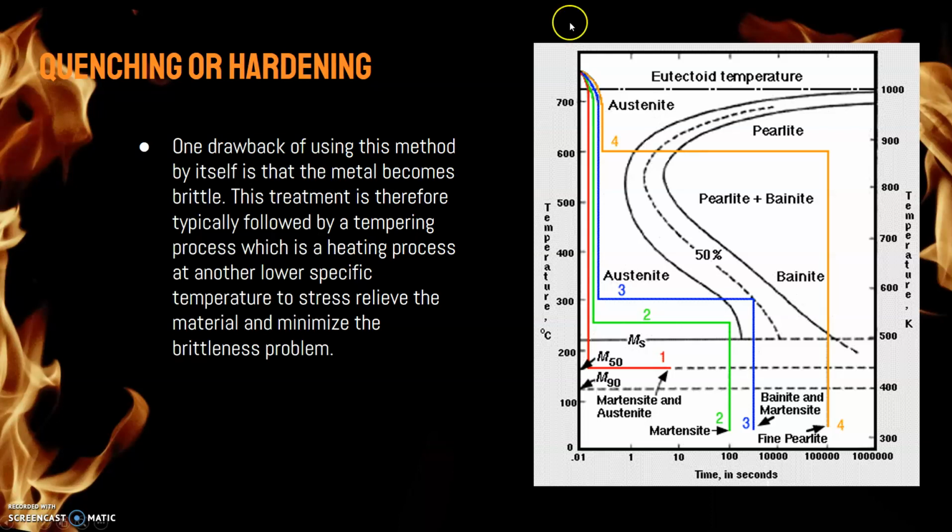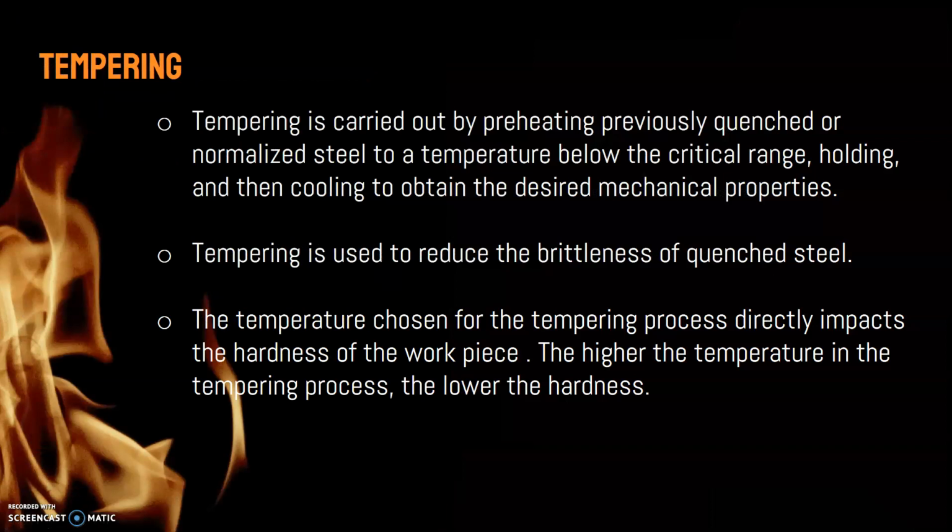So you can look here and see how much you have to heat it and for how much time to get it into these different areas. You have your austenites, your pearlites, and your bainites. Those are all different types of steel, with different amounts of heat for how long they need to be in. Now, tempering is carried out by preheating the steel after it's quenched or normalized to a temperature below the critical range, holding it there, and then cooling it to obtain a desired mechanical property.